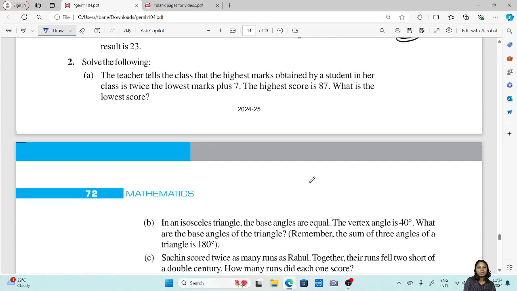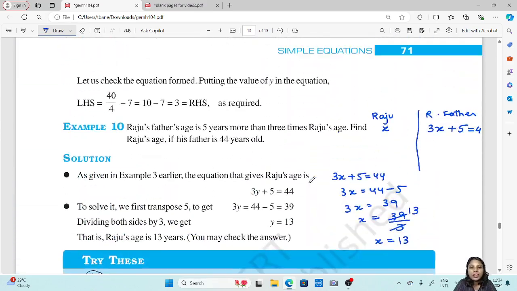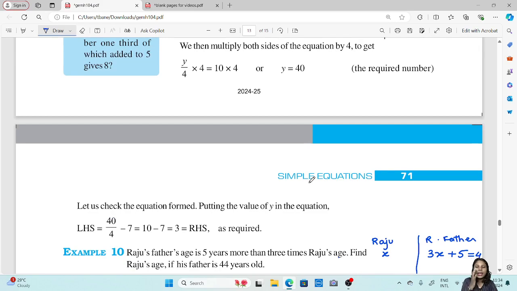Okay. So similarly, we can solve such equations by simply understanding the statements that are given to us.